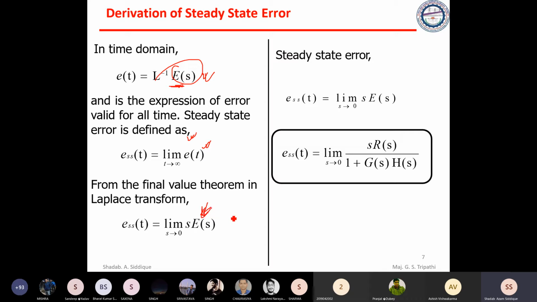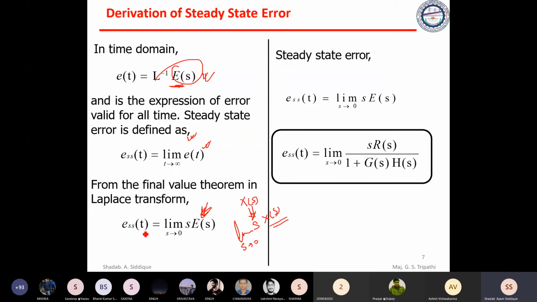So this is the final value theorem. It says, if you want to find the final value of any equation, that is X(s), in the Laplace domain, take the limit s tending to 0 of s X(s). So that is the final value theorem.